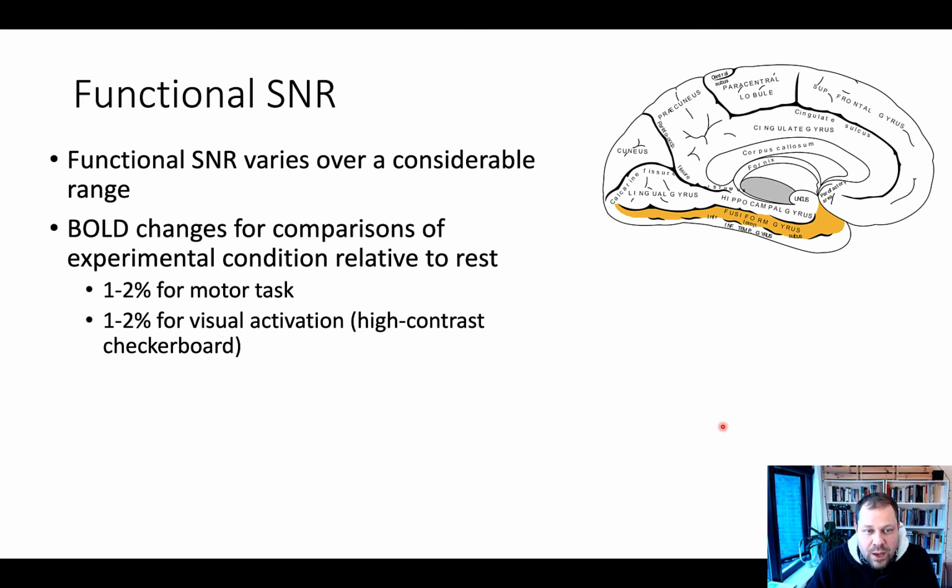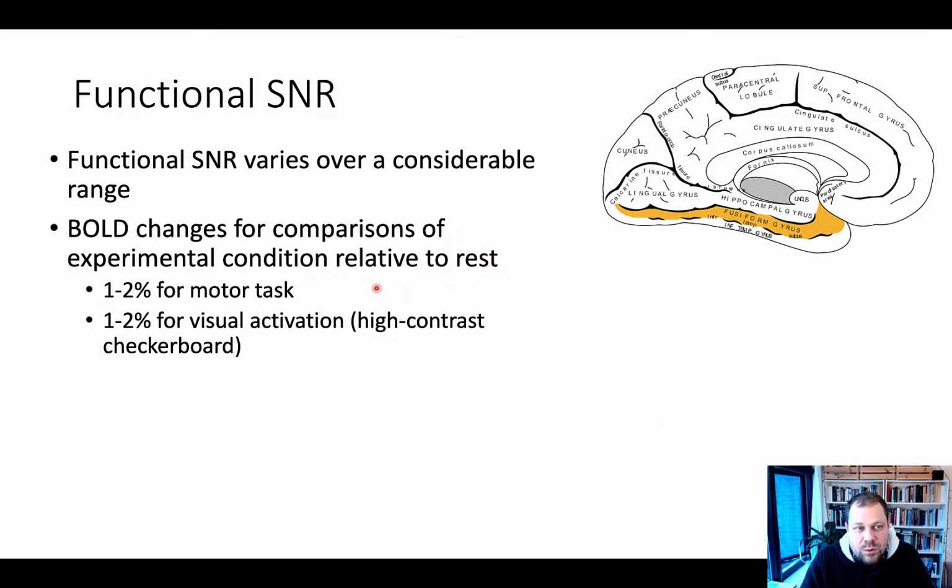But functional SNR varies over some considerable range. BOLD changes for comparisons of experimental conditions relative to rest are very large. They can actually be 1 to 5% for motor tasks, or 1 to 5% for visual activation. So I would go even higher than this. But typically they're in the range of 1 to 2. But this can go higher depending on the type of stimulus that you give. If you give a high contrast checkerboard, for instance, that's flashing, then this will lead to quite significant activation relative to rest.